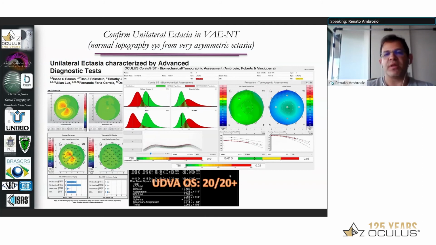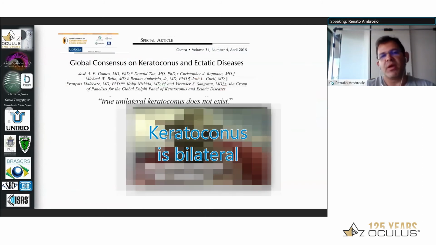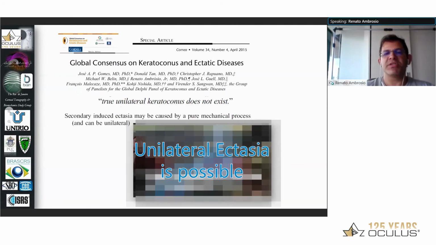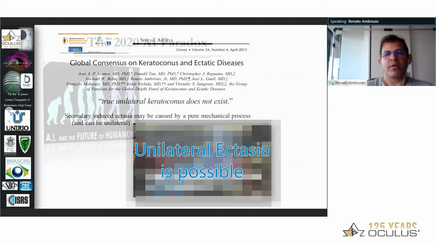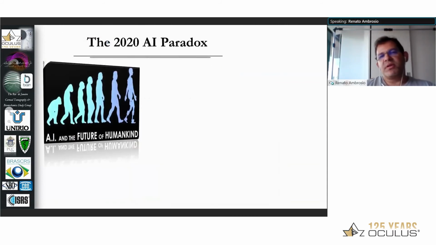So this is a very unilateral ectasia, which is in agreement with the consensus that Michael just pointed out. True unilateral keratoconus does not exist, but ectasia can occur secondarily to a purely mechanical process, and it can be unilateral.